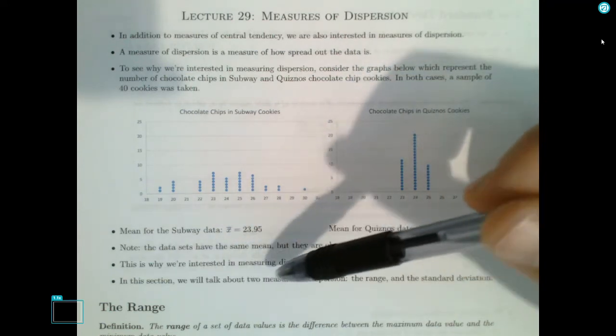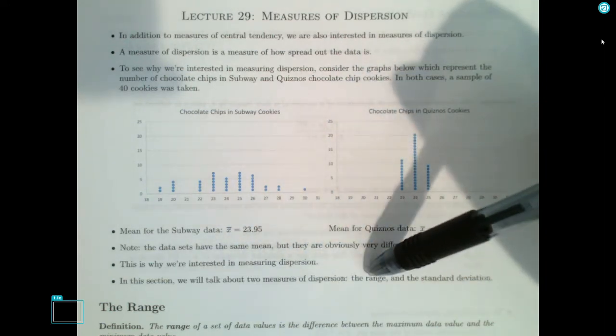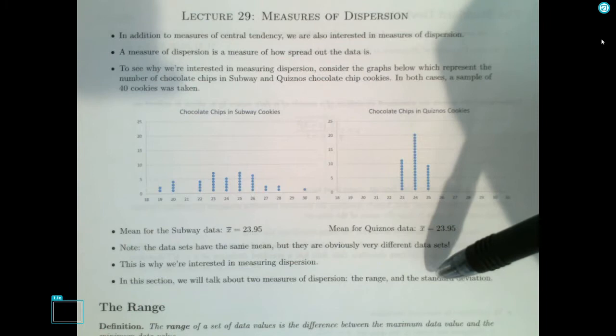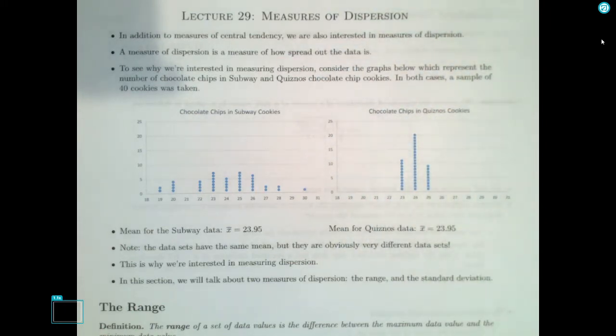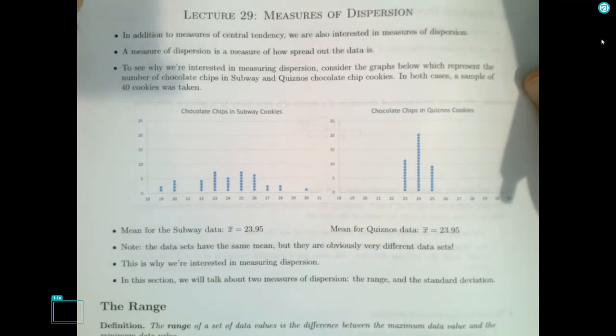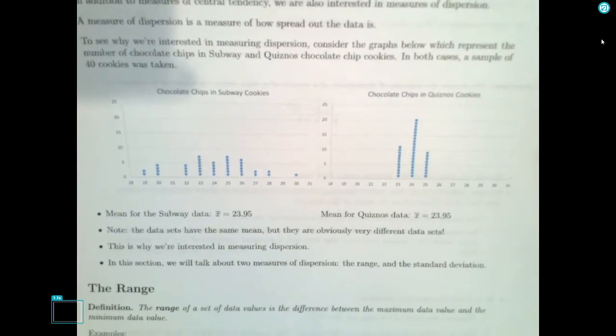So in this section, we're going to talk about two measures of dispersion: the range and the standard deviation. We're going to spend most of our time talking about the standard deviation because the range, as it turns out, is not a very good measure of spread. Okay, it's not a very good measure of dispersion, but it's a good starting point if you want to figure out how spread out your data is. So let's talk about the range, right? The range of a set of data values is the difference between the maximum data value and the minimum data value. So it's the difference between the largest value and the smallest value.